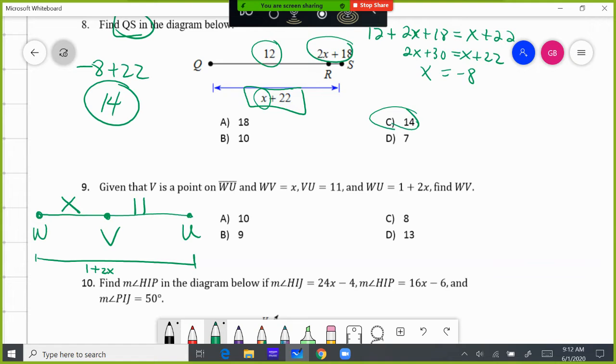Find VW. So basically, we have to solve for x. The two expressions on top, x plus 11, have to be equal to 1 plus 2x. Subtract 1 on both sides, and then subtract x on both sides. So x is 10, which is WV.